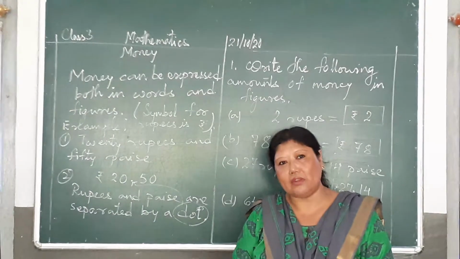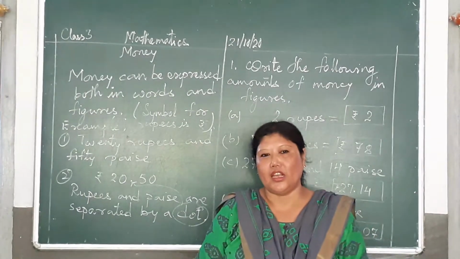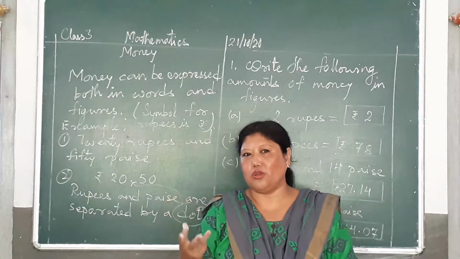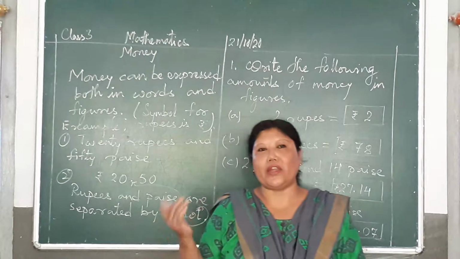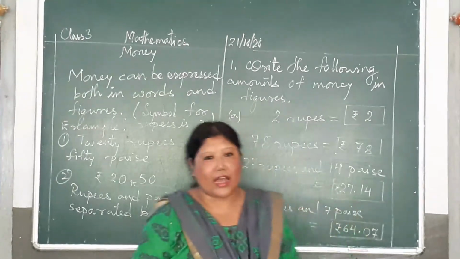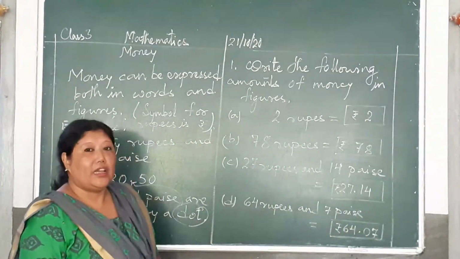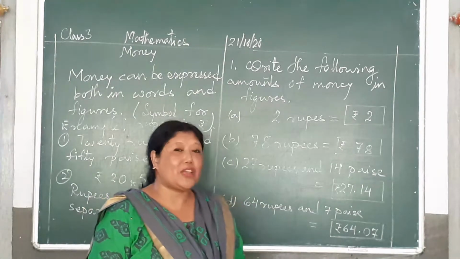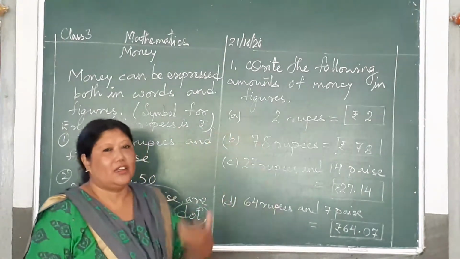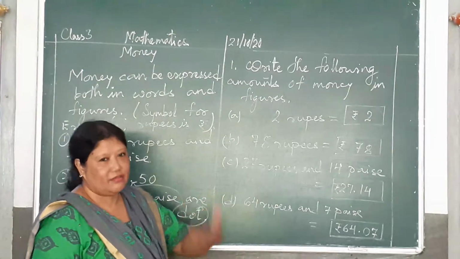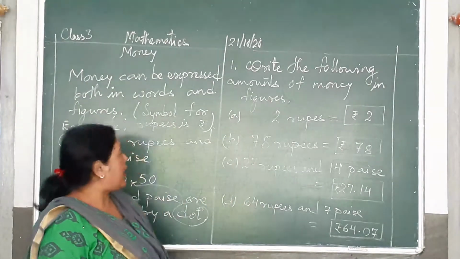So you have seen money: 10 rupees, 1 rupee coin, 2 rupees coin, 5 rupee coin, isn't it? And 20 rupees, 50 rupees, you have seen that. Now, it is an interesting topic, isn't it? So let's learn it more deeply, okay?